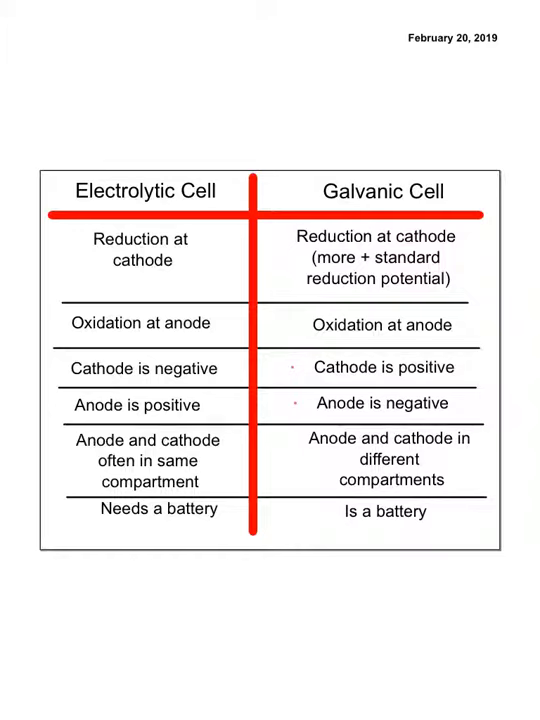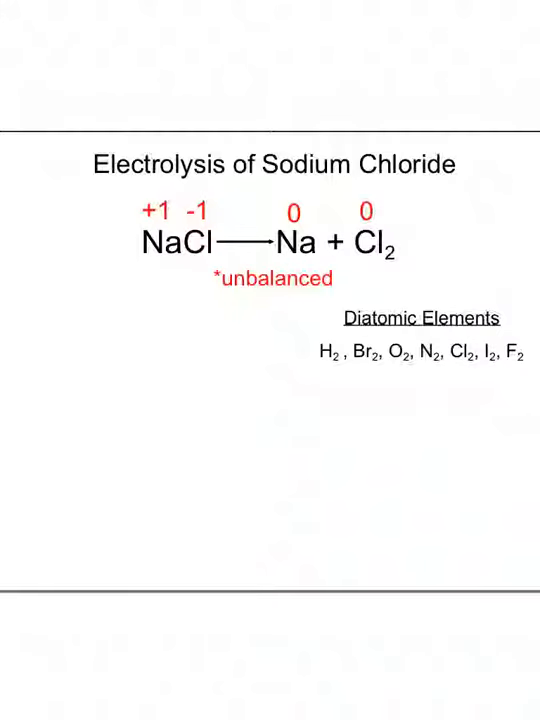For an electrolytic cell, anodes and cathodes are going to be in the same compartment, so like the same beaker. You saw with the demo that in a galvanic cell, we have two separate compartments. The anode and the cathode are in two separate beakers, two separate containers. For an electrolytic cell to work, you need a battery. That's your source of energy, whereas a galvanic cell can be thought of as a battery because it's creating that electric current.